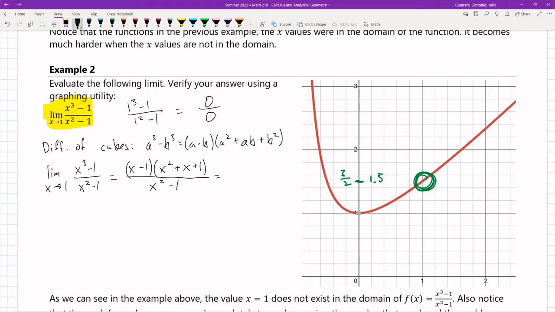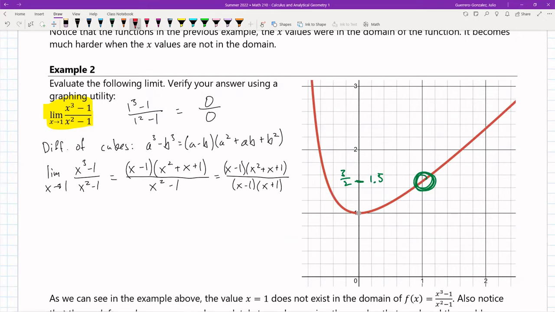And the bottom can also reduce. So I'm going to get (x minus 1)(x squared plus x plus 1), all divided by the bottom factors too. So I'm going to get (x minus 1)(x plus 1). So notice all I did was factor. That's all I needed to do.